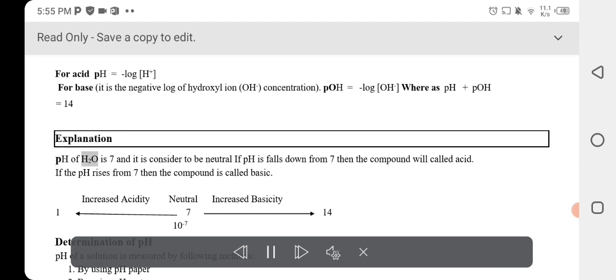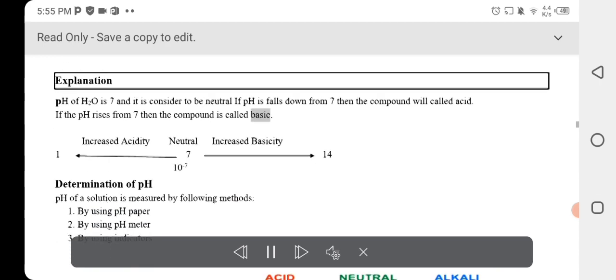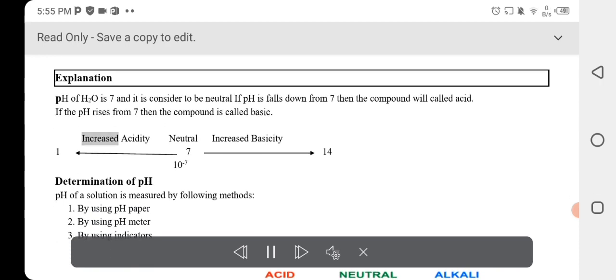pH of H2O is 7, and it is considered to be neutral. If pH falls down from 7, then the compound will be called acid. If the pH rises from 7, then the compound is called basic. Increased acidity, neutral, increased basicity.